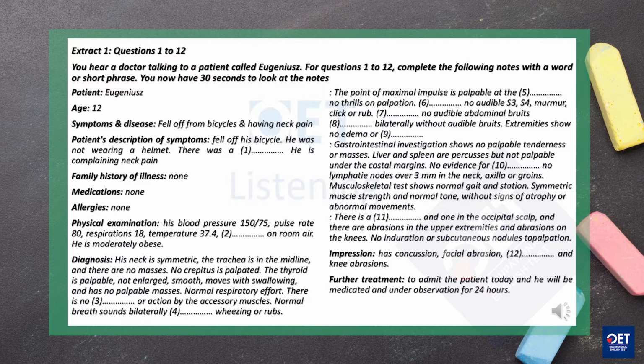Musculoskeletal test shows normal gait and station, symmetric muscle strength and normal tone without signs of atrophy or abnormal movements. There is a hematoma in the forehead and one in the occipital scalp, and there are abrasions in the upper extremities and abrasions on the knees. No induration or subcutaneous nodules to palpation. I have reviewed his chest X-ray and it is normal, right hand X-ray, which is normal, and an MRI of the head, which is also normal. He has concussion, facial abrasion, scalp laceration, and knee abrasions. Admit him today and his health condition will be monitored by our team. We have an observation team working 24 hours.